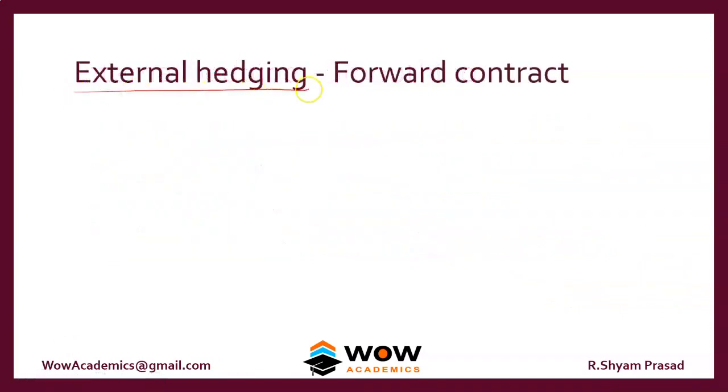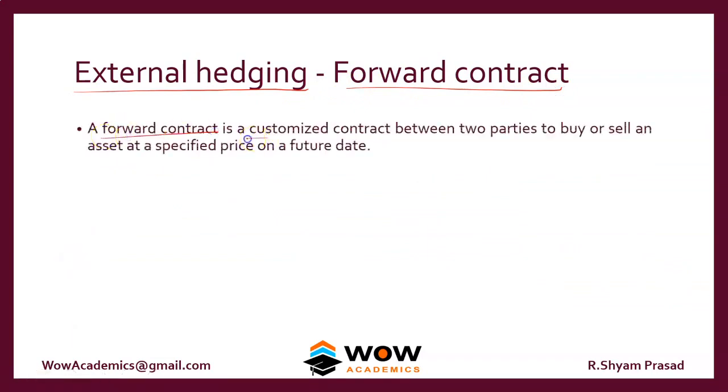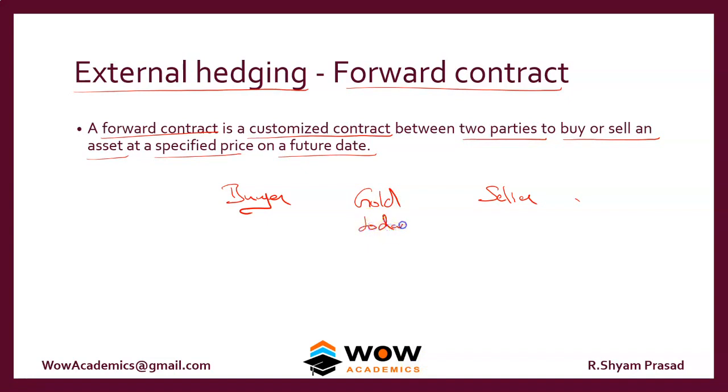So we'll move on to external hedging, which is called a forward contract. A forward contract is a customized contract between two parties to buy or sell an asset at a specified future date. We will see the forward contract with an example. Assume there's a buyer and there's a seller. The buyer wants to buy gold. The price of gold today is 3,000. The buyer feels the price can go to 3,500 and he wants to buy the gold, but not now, in 3 months' time.